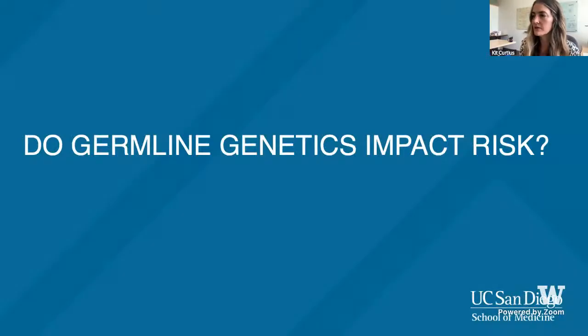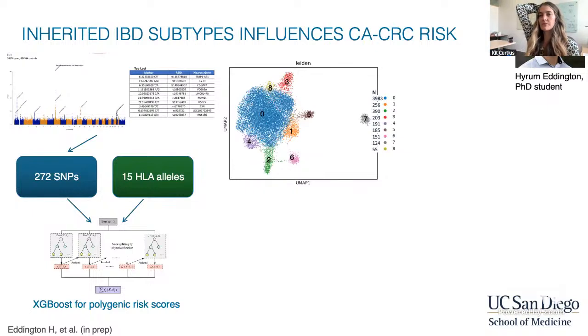Okay, the last slide I want to show you is about germline work that we've been doing. So with Million Veteran Program, we have all of the SNP data, and what Hiram Eddington has been doing in my group is looking at new ways to derive polygenic risk scores for cancer and colitis in these populations using machine learning based approaches.